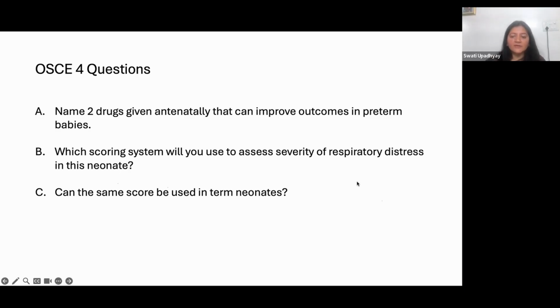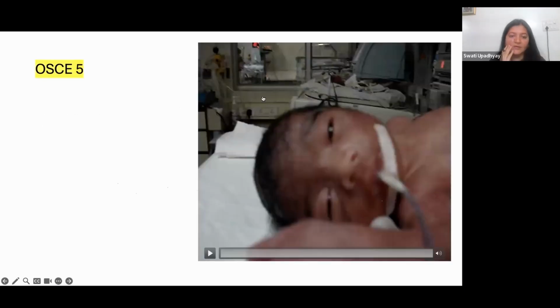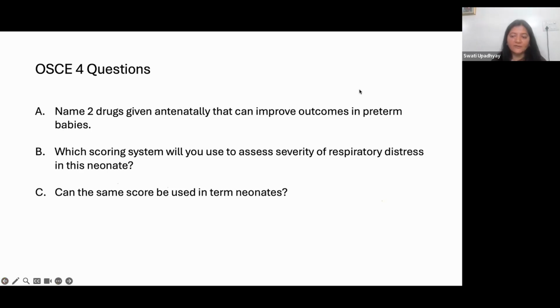And how does magnesium sulfate help? In which women should it be given? Can anybody tell me that? In which expected preterm babies? Yes, 32 weeks or less. So at 32 weeks or less, we have to give magnesium sulfate. Why is it given? It is mainly because it provides neuroprotection and reduces the risk of cerebral palsy and substantial gross motor dysfunction.